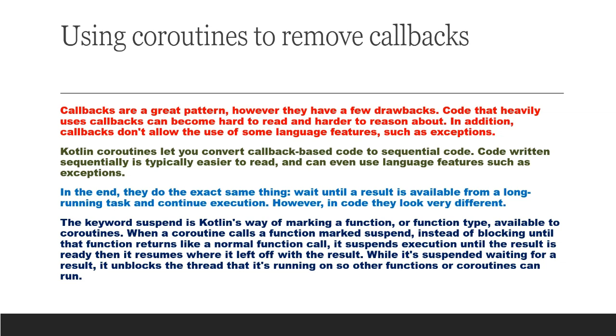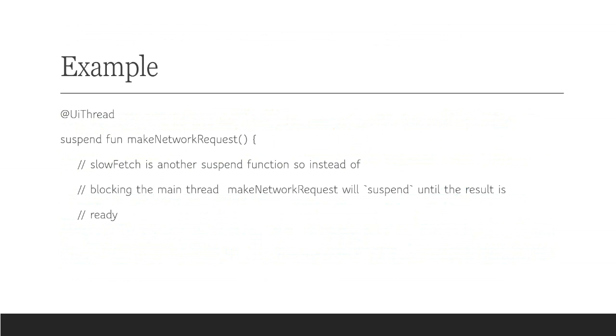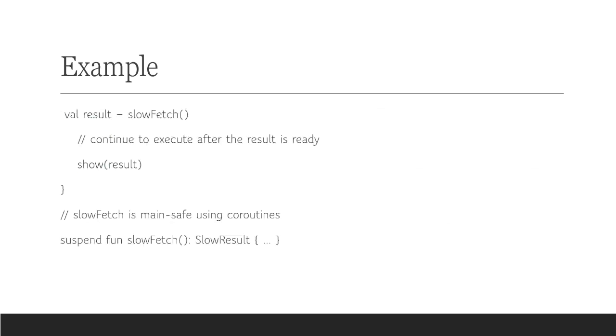it suspends execution until the result is ready. That is the important part. Whenever you use suspend, as we discussed, it suspends execution until the result is ready, then it resumes where it left off with the result. I will describe exactly what that means. Whenever you make any network request, you can use a suspend function, and that is the use of that area.